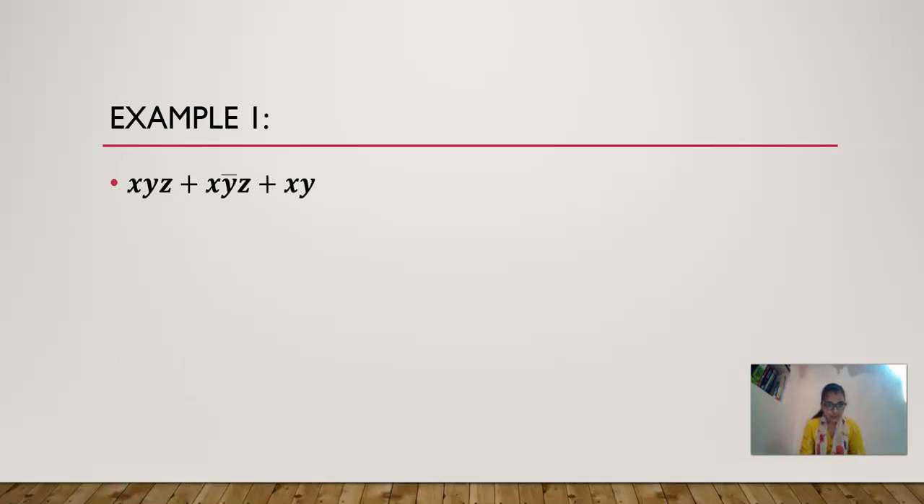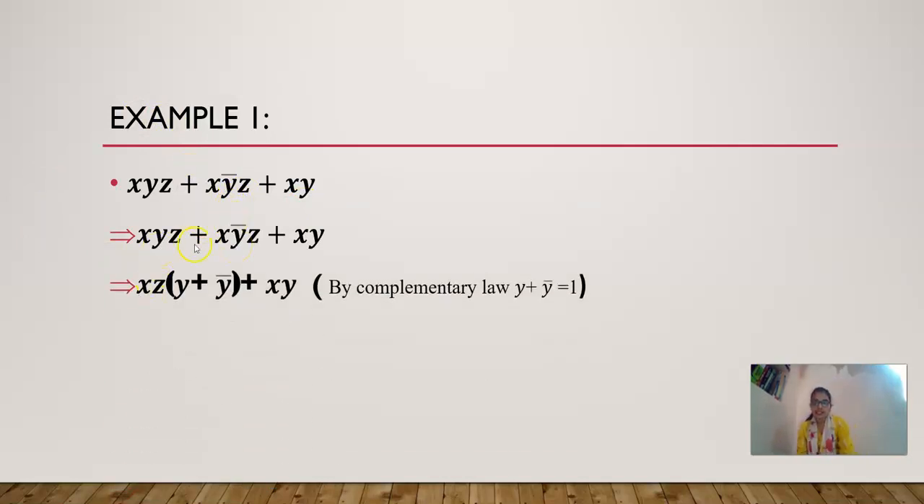The first example which I am going to take here is xyz plus xy bar z plus xy. I'll write the given expression once again. Now, look at the expression and take the common things out. And here you should take the common terms out in such a way that the Boolean rules can be applied. Getting my point? Here, I am considering the first two terms, that is xyz plus xy bar z, and taking xz out over here. Why? Because xz is common in these two terms, right?